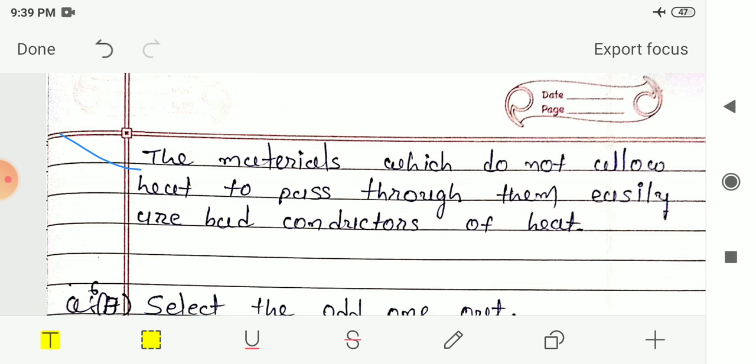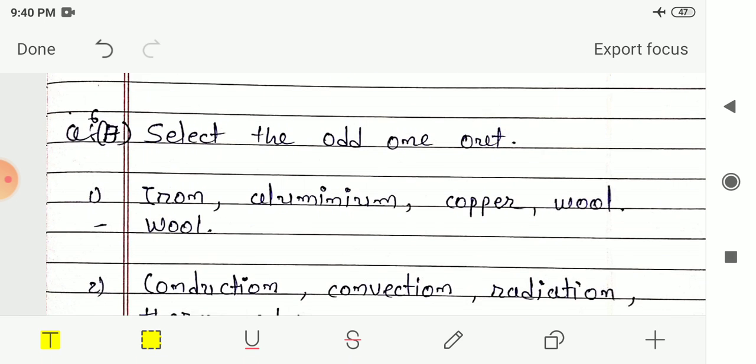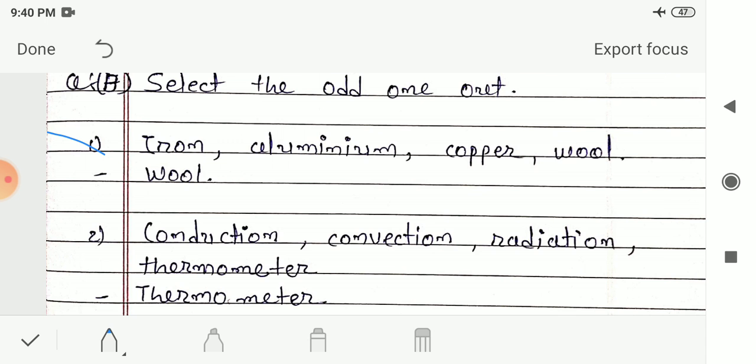We had also seen examples: wool, wood, plastic, glass. These are the bad conductors, or you can say insulators of heat. These materials do not allow heat to pass through them easily. That's why they are known as the bad conductors of heat. Now the next question, question 6b, is select the odd one out. The first one: iron, aluminium, copper and wool. So the answer is wool.